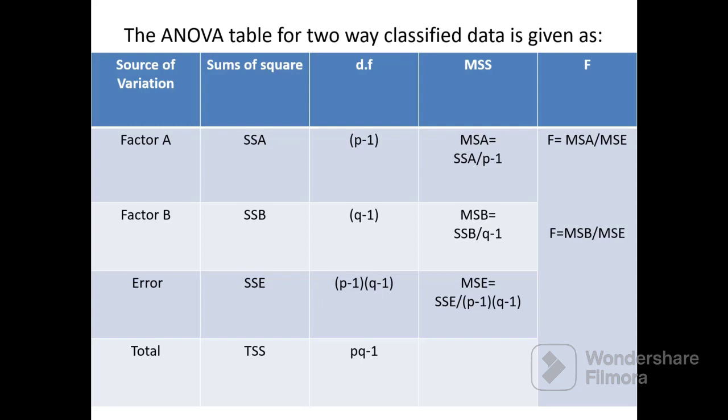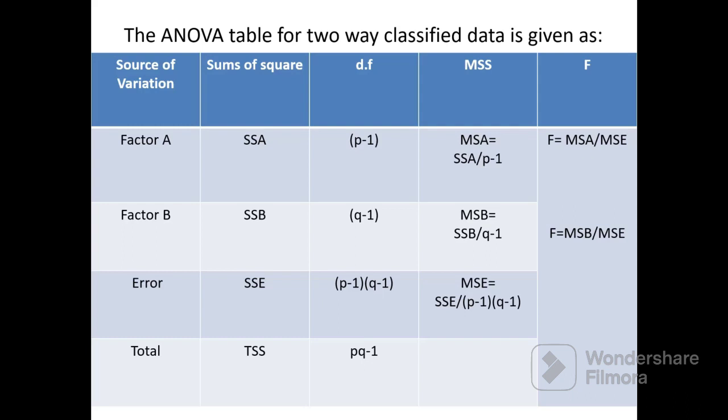Okay. So here we can see that while dealing with two-way ANOVA problems, we will be calculating two types of F test statistic value. First is the variance ratio of the mean square of the first factor to the mean square error, and second is the mean square of factor B divided by the mean square error.